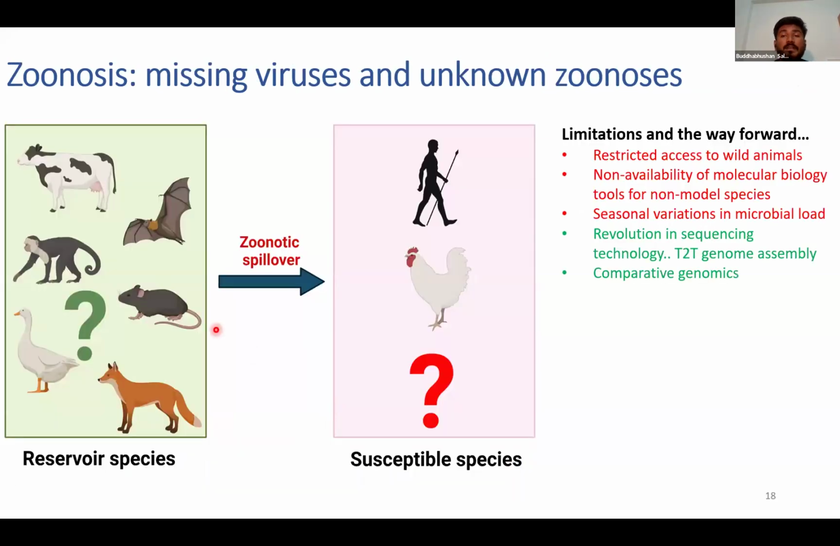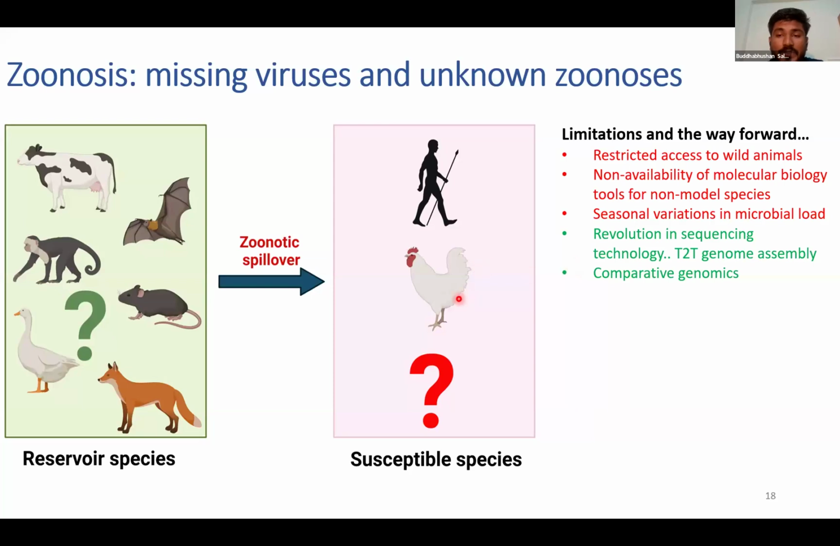So what are the uses of this study? As we know, there are various unknown viruses, missing viruses, and unknown zoonoses. In this figure, these are the reservoir species. For example, duck and chicken are a prominent example for influenza. Duck is a carrier or reservoir species for influenza virus, and chicken is the most susceptible species. But there are limitations to studying zoonotic spillover because there are restrictions in viral access to wild animals. There is also difficulty with biological wet lab tools.